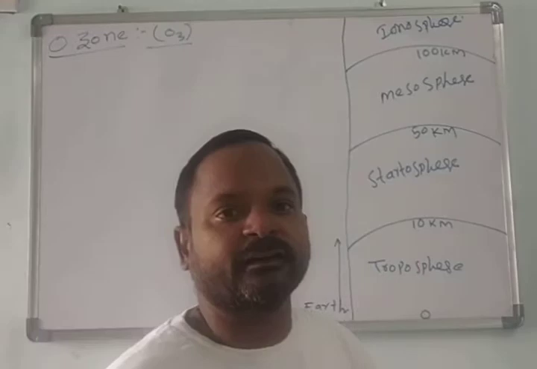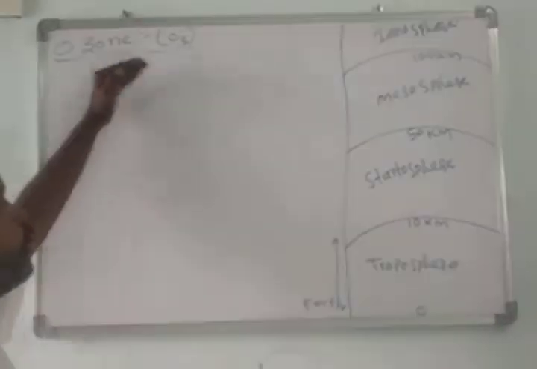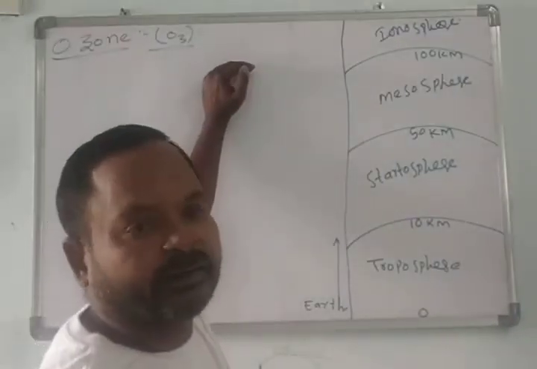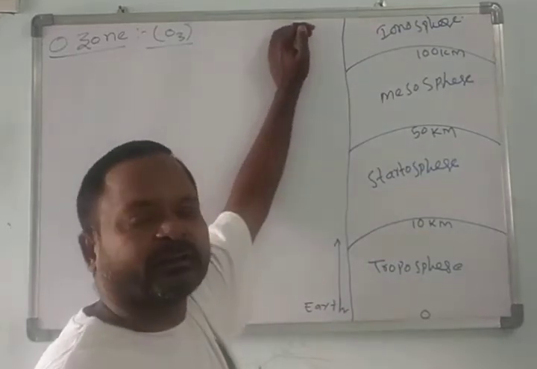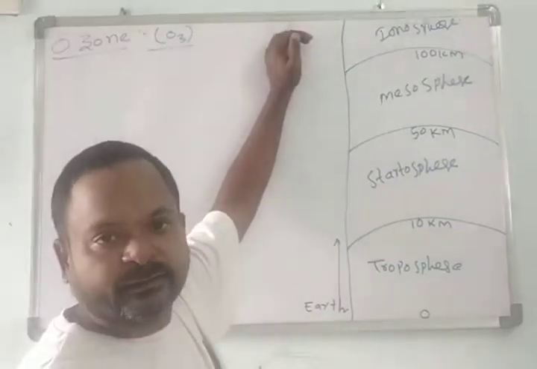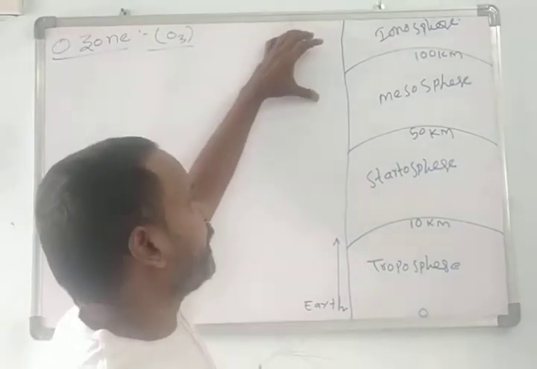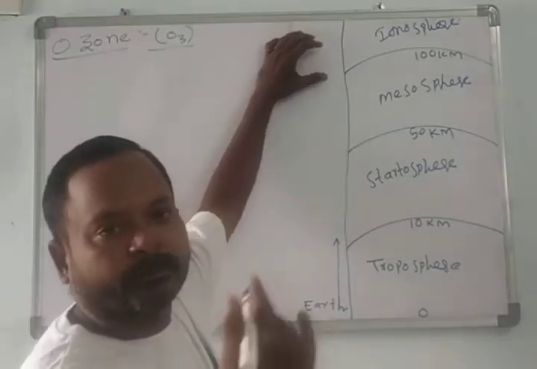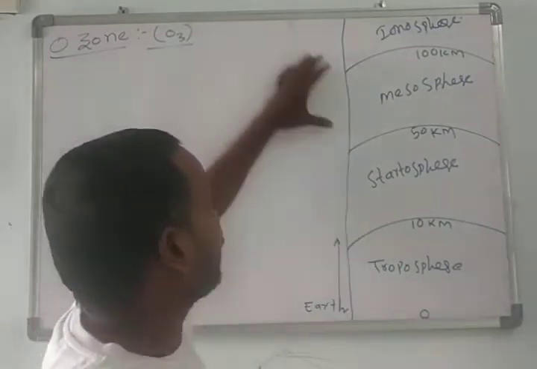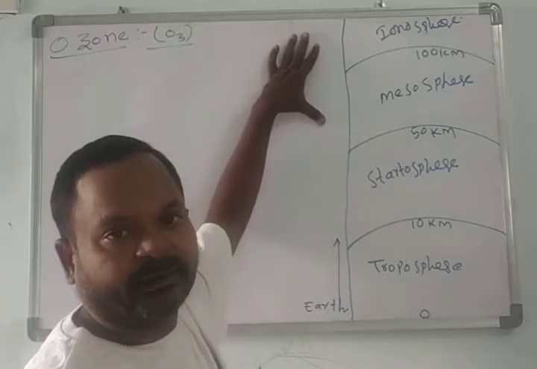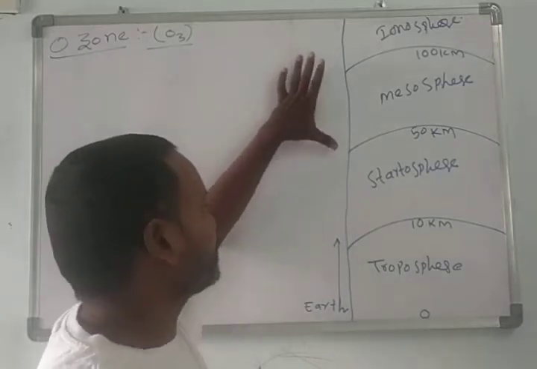Good morning, students. Today we'll discuss ozone, the last topic in the 16th group. Before looking at ozone, we'll see where ozone is present in the atmosphere. After that, we'll see the very important concepts of ozone. Here the atmosphere is classified into four spheres.